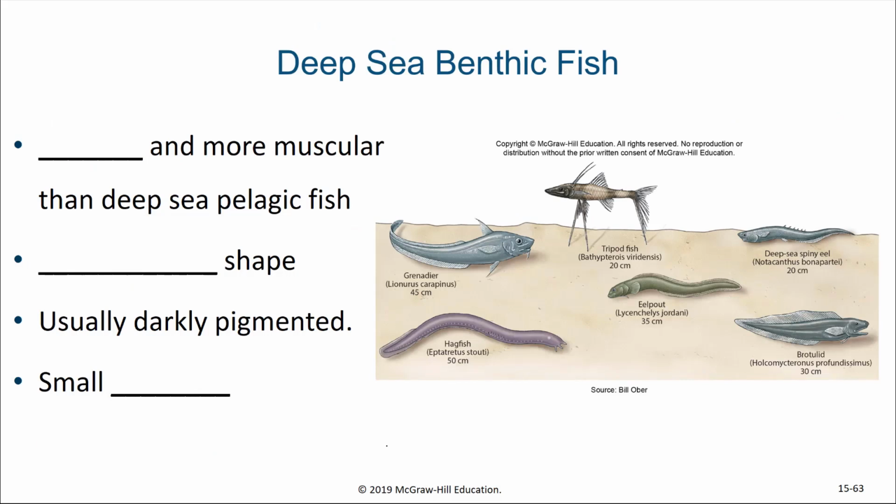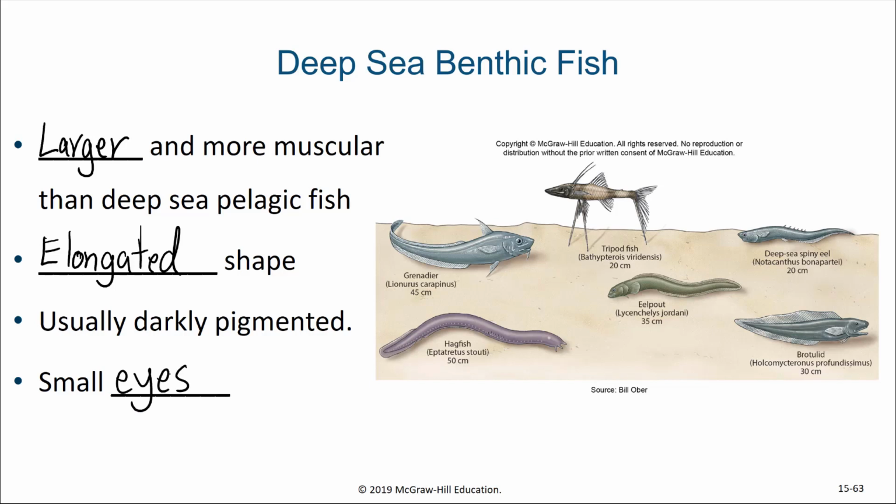When we look at the deep-sea benthic fish, they're actually typically larger and more muscular than deep-sea pelagic fish. They will often have an elongated shape and will usually be darkly pigmented. They typically will have small eyes.